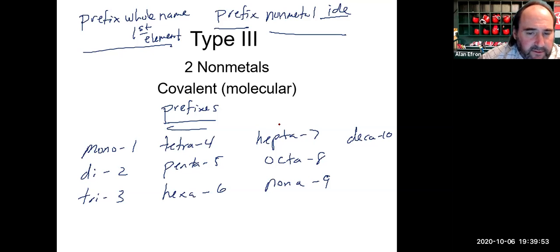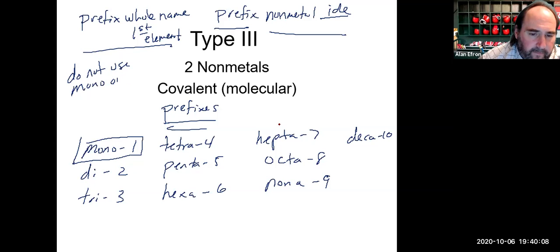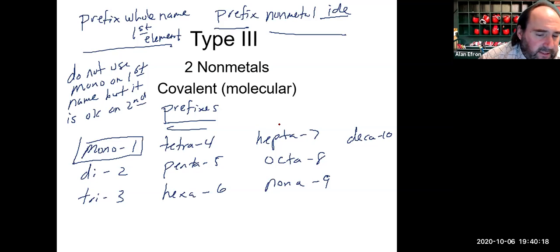There are some rules when you go about this, and the major rule is with mono a lot here. We do not use mono on the first name. But it is okay on the second. So you can use it on the second, you just can't use it on the first name.